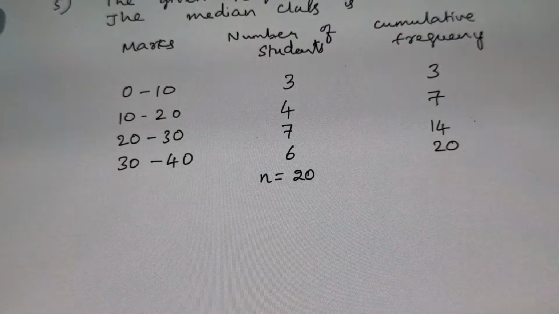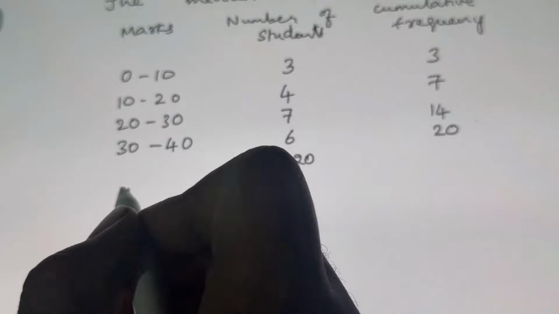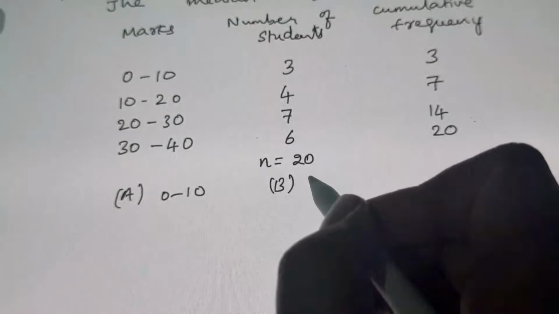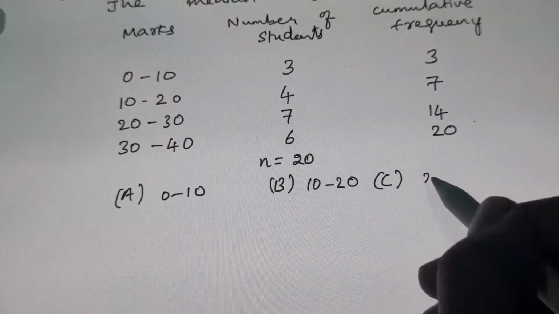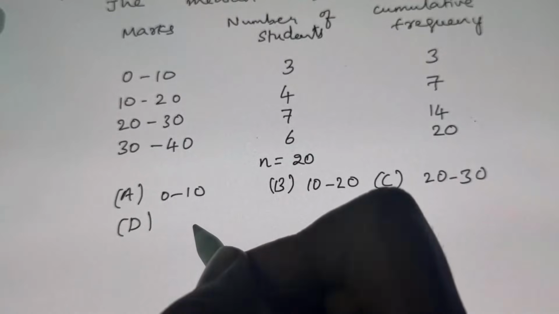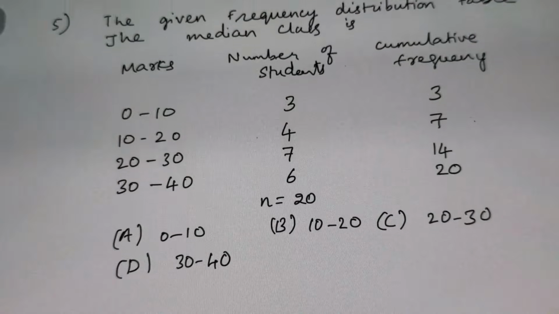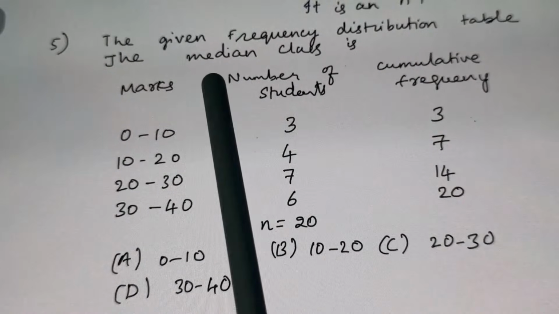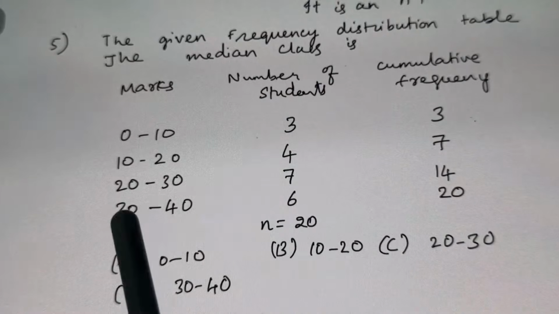So the given answers are A 0 to 10, B 10 to 20, C 20 to 30, and D 30 to 40. So first of all, we have to study the question. The given frequency distribution table, find the median class. So here you have to find the median class.